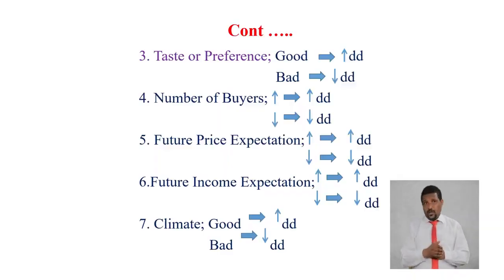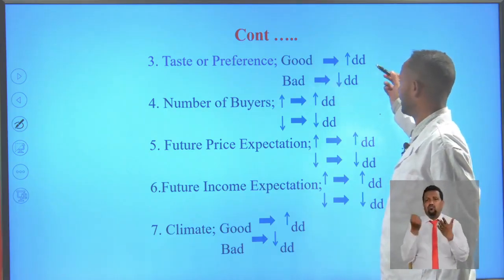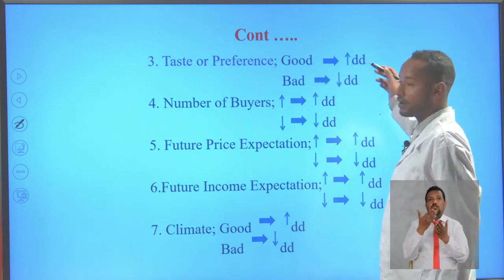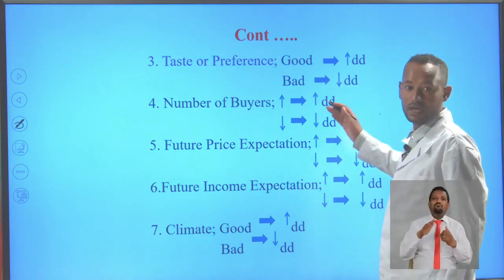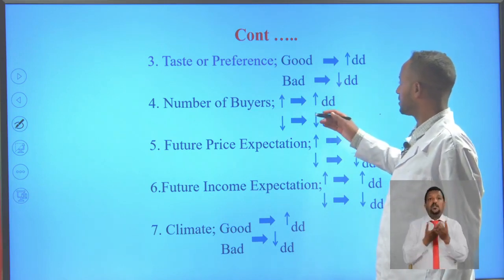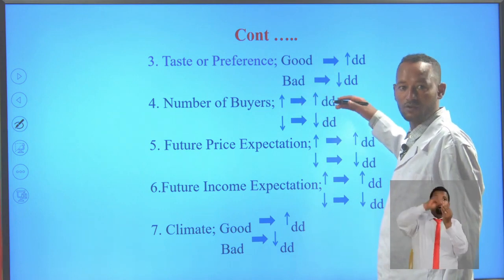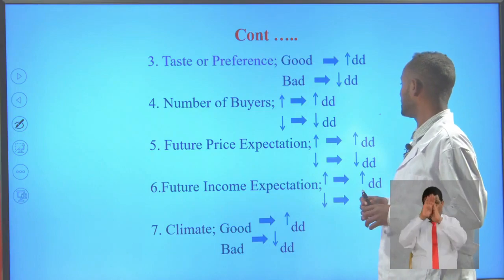Another non-own price determinant of demand is taste or preference. If there is good taste or preference, then the demand for a good will increase, and if there is bad taste or preference, then the demand for a good will decline. So good taste increases demand for a commodity and shifts the demand curve to the right, and bad taste decreases demand for a commodity and shifts the demand curve to the left. Another determinant is the number of buyers. With an increase in the number of buyers, the demand for a commodity will increase, and with a decline in the number of buyers, the demand for a commodity will decline.